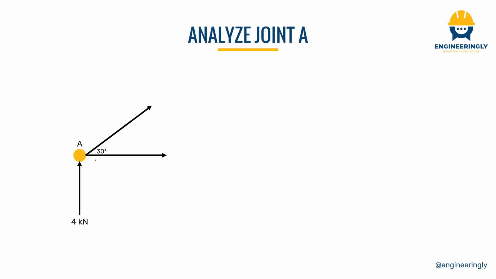Next, we don't know yet whether the forces on the members are going to act in compression or in tension, so we will assume they act in tension. For that purpose, the direction of these forces is taken out of the joint, which means that the forces are acting in tension. So here we have the member AB and the member AG.